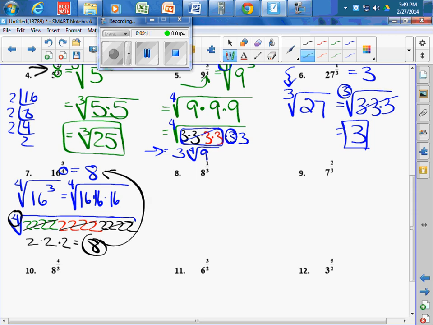In number 8, what I'm really looking for when I say 8 to the 1/3 is the cube root of 8. What times itself 3 times is equal to 8? 2.